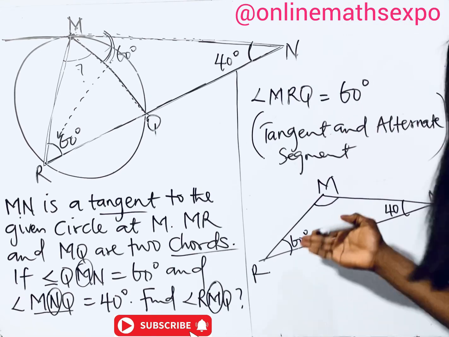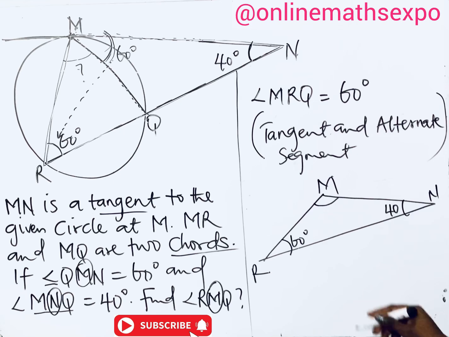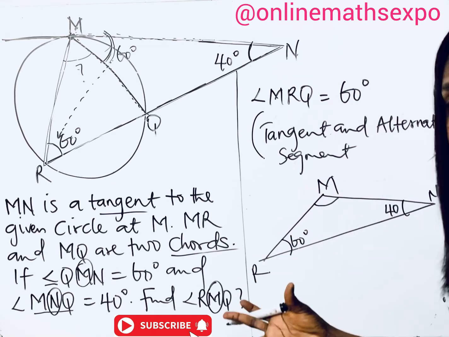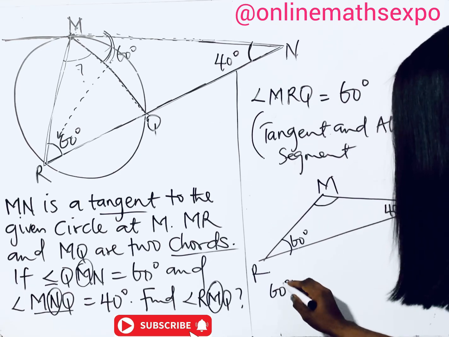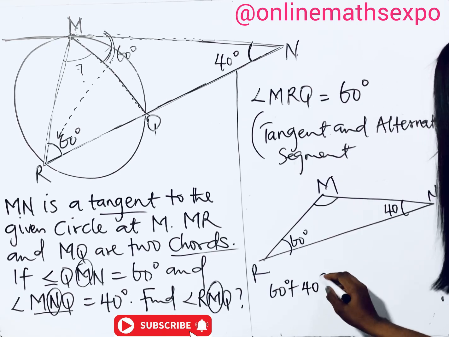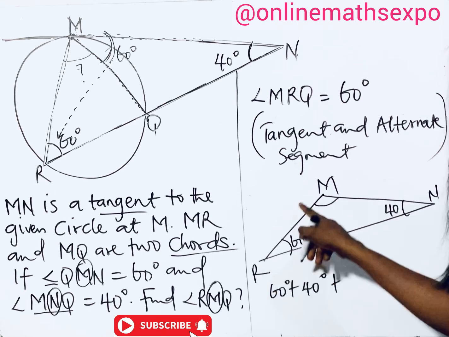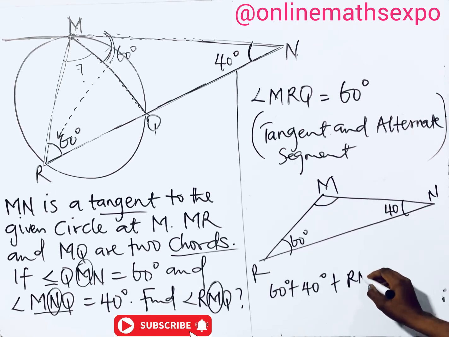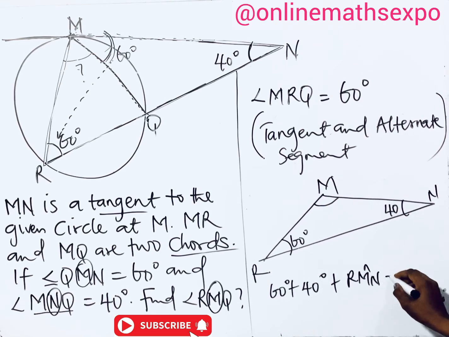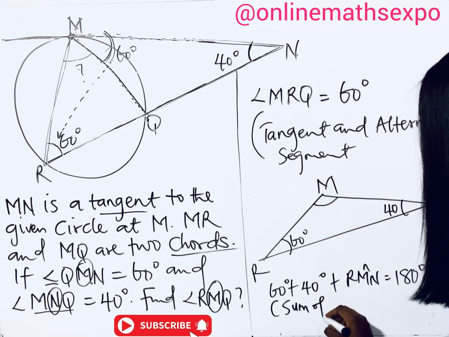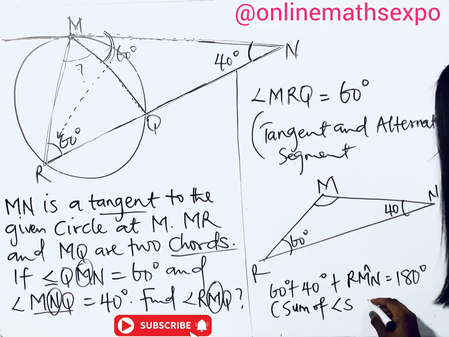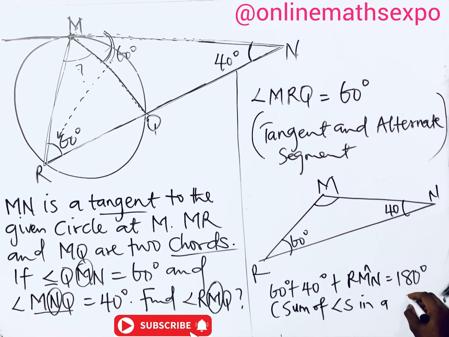Now, how do you get it? Use your knowledge of triangle. You know that the sum of angles in a triangle is 180. So when you sum this, which is going to be 60 degrees plus this 40 degrees plus this angle, which is RMN, okay? Angle RMN is equal to 180 degrees. What is your reason? Sum of angles in a triangle. I hope this is clear.